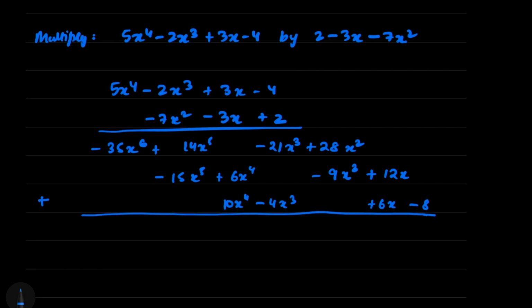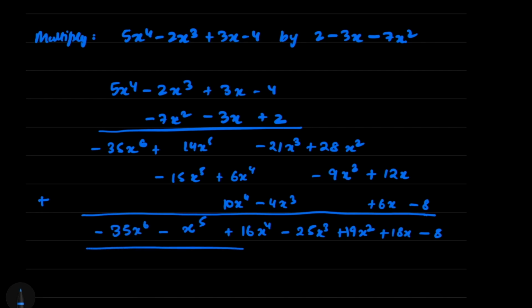So now we'll have to add all these values together, and that comes out to be minus 8 plus 18x plus 19x squared minus 25x cubed plus 16x to the power 4 minus x to the power 5 minus 35x to the power 6. And that comes out to be our final answer with this multiplication. So that's how we do our multiplication of polynomial by a polynomial.